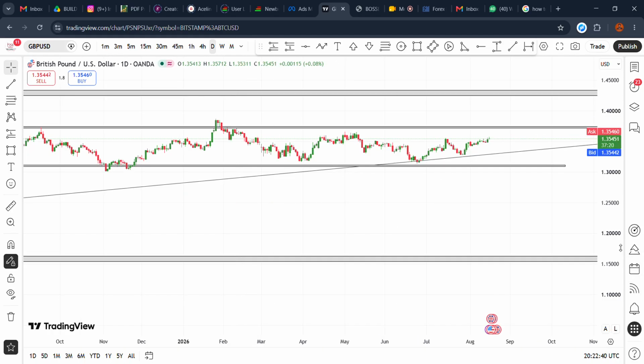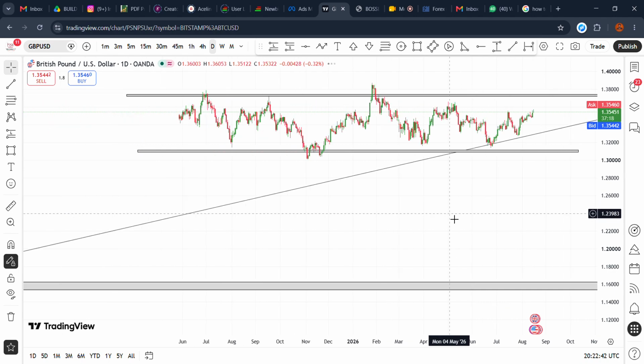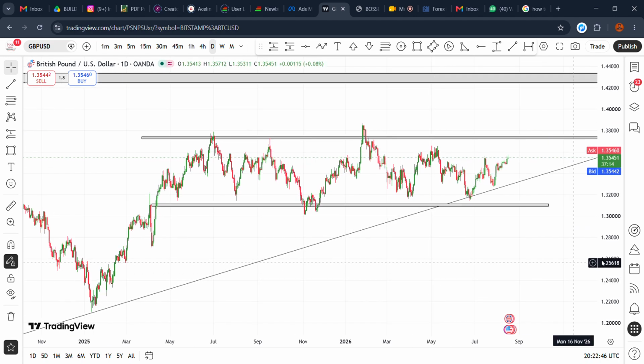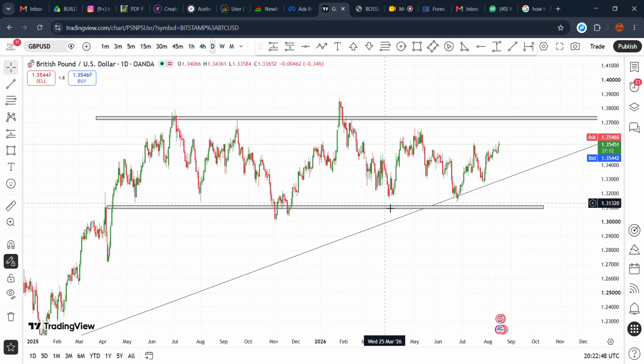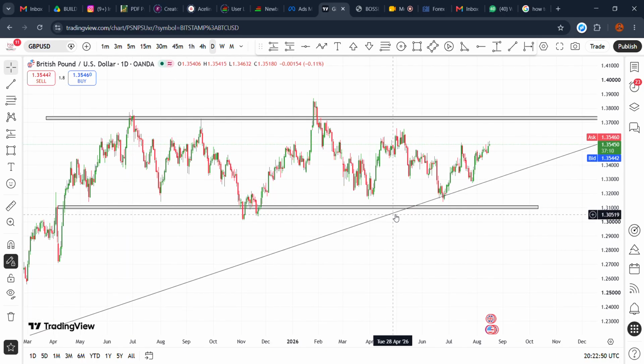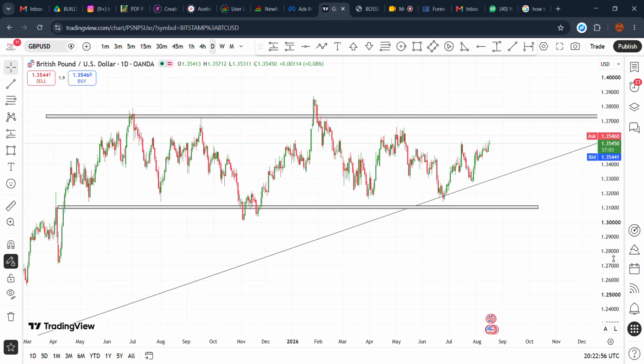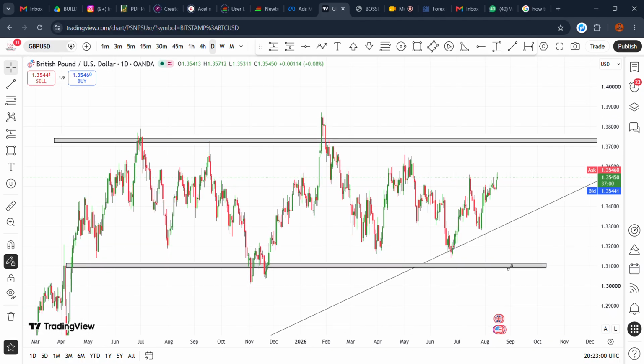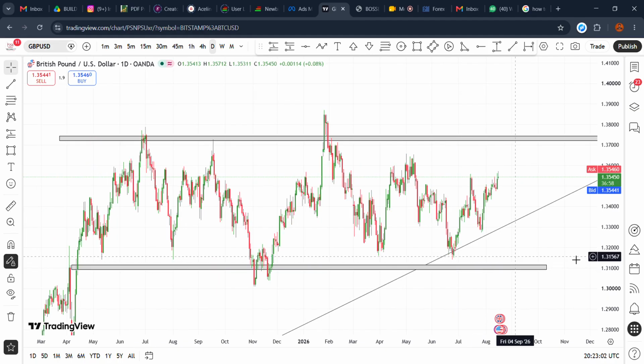Now on the daily time frame, you are going to see what we have. What trend do we currently have on the daily time frame? We still have the uptrend. We have an uptrend market, but more of a ranging market. This is a ranging market, the middle side of the range.